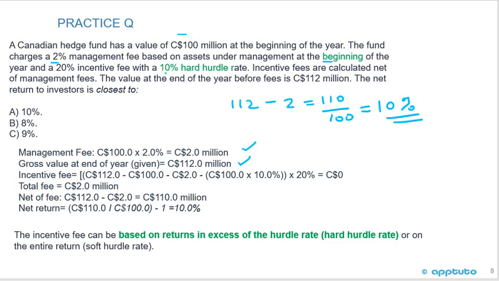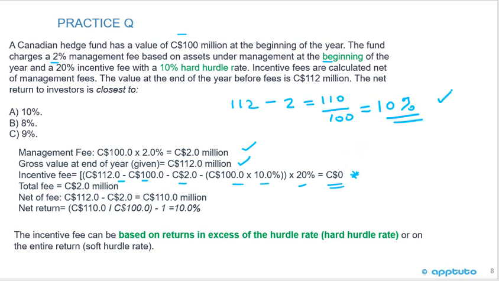So you can see, there's a little bit of math here in calculating the incentive fee, but what was it doing? It was saying 112 million at the end of the year minus the 100 million at the beginning of the year, minus the 2 million, times 100 million times 10%, times the 20% incentive fee, you're getting to 0. But don't worry about that calculation so much. Just think about the logic.